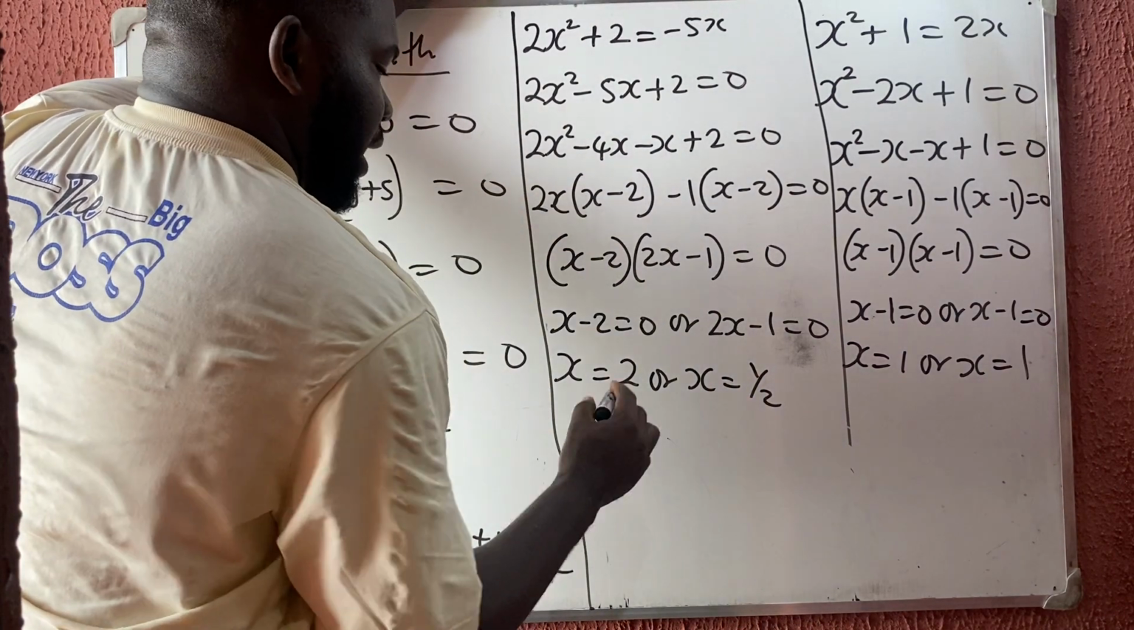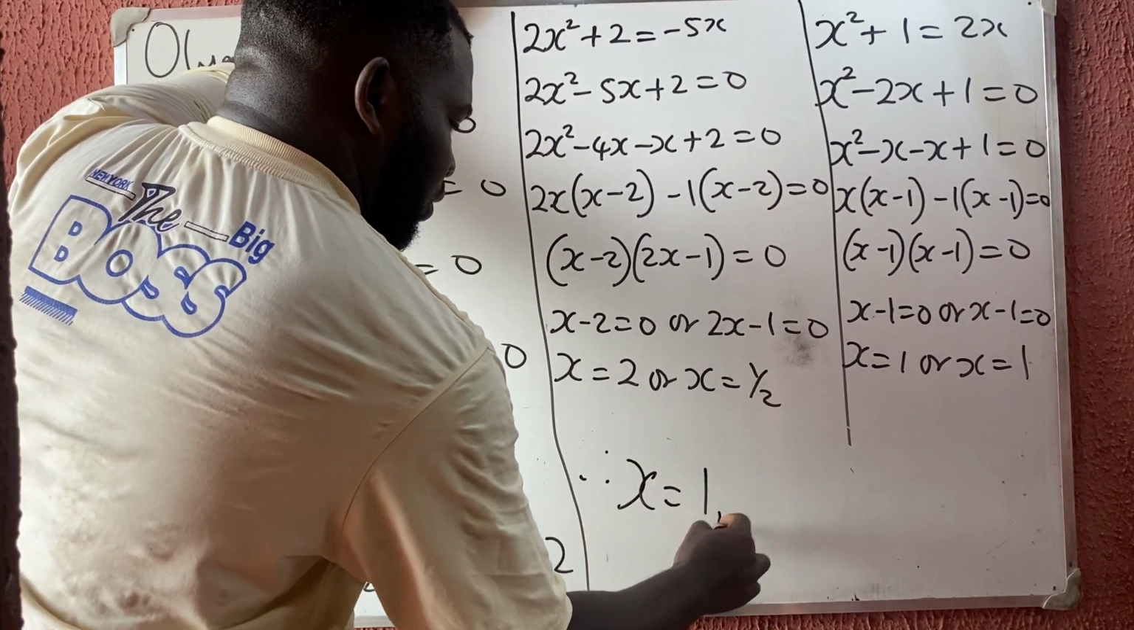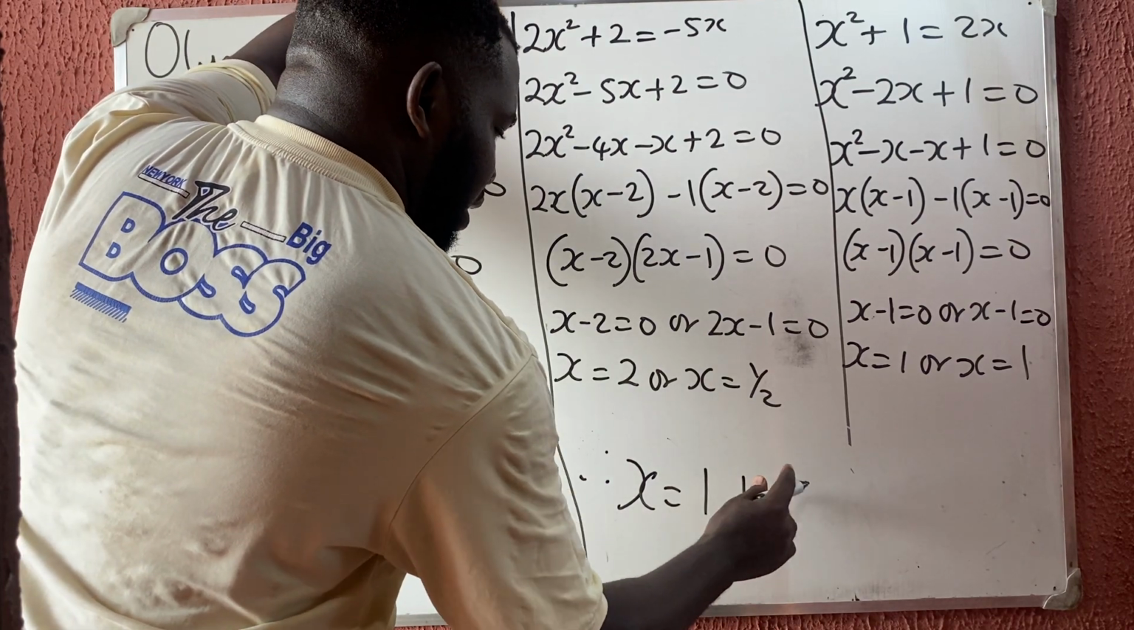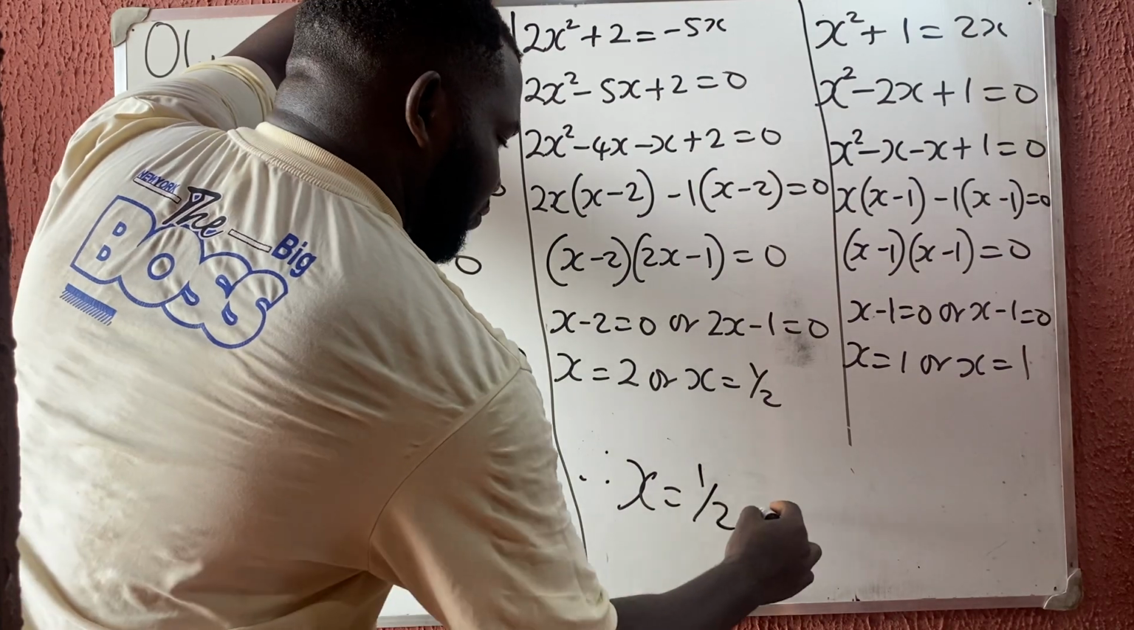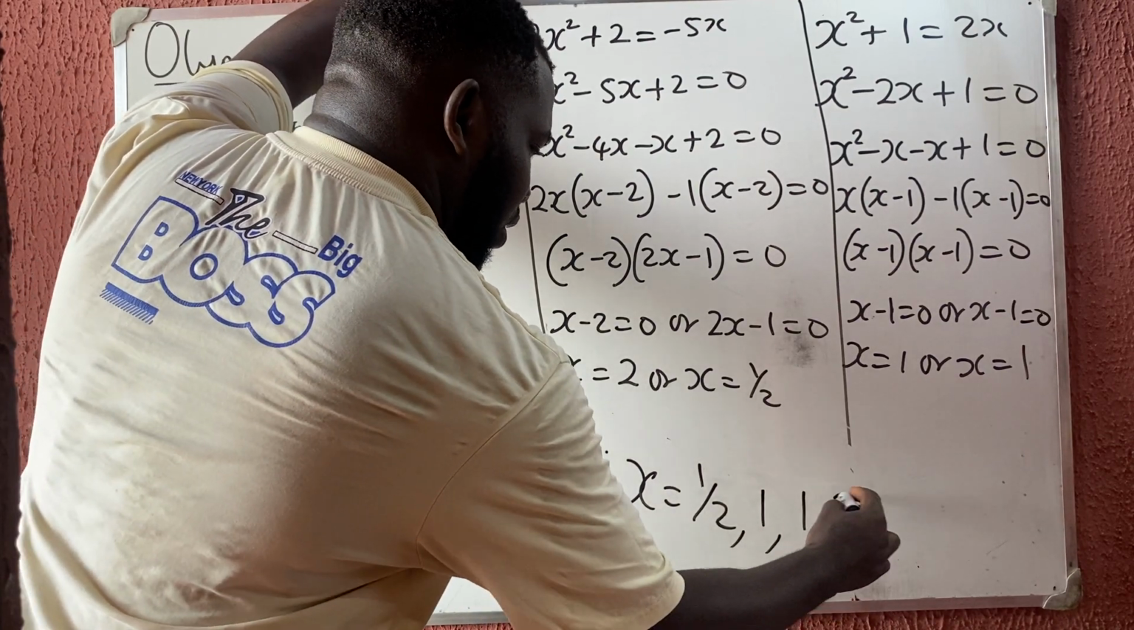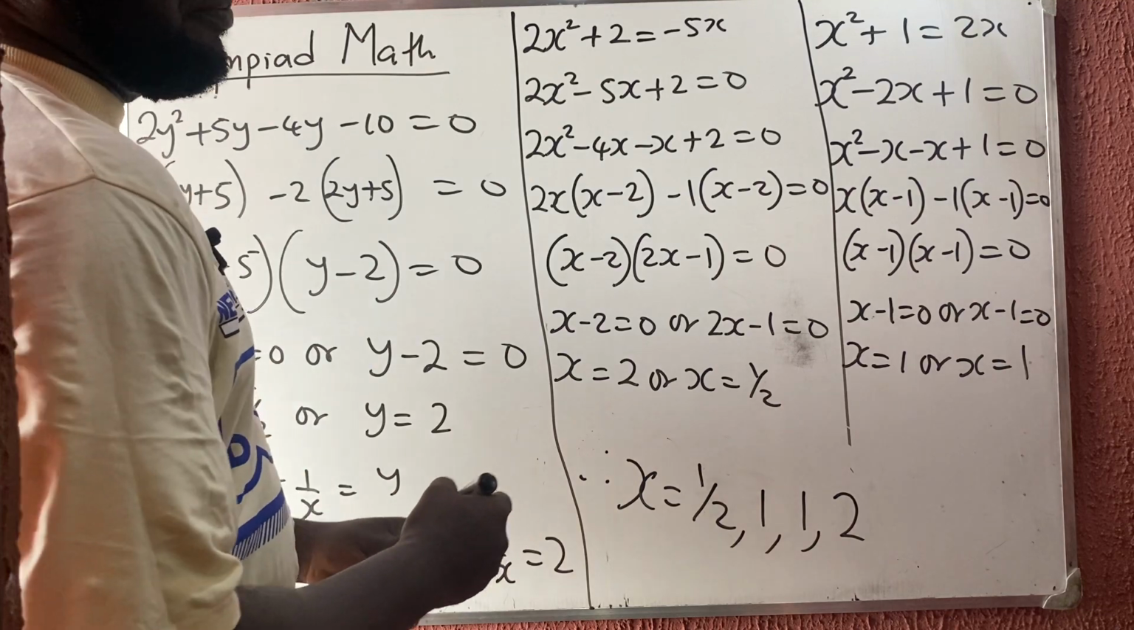So therefore, the answer to that is x equals, let me start with half, the smallest one. But anyhow you arrange, it does not matter. Half, 1, 1, 2. So these are the 4 answers to that polynomial.